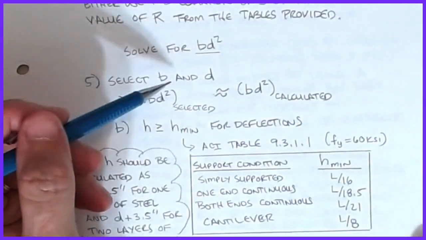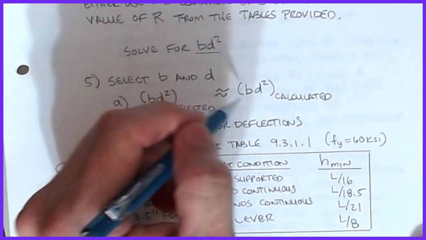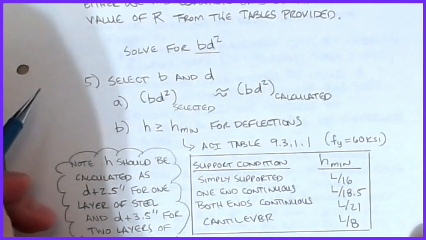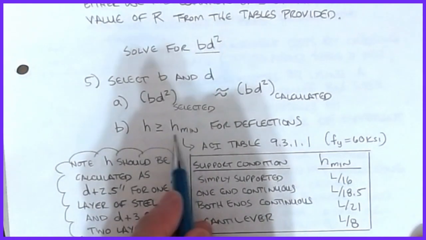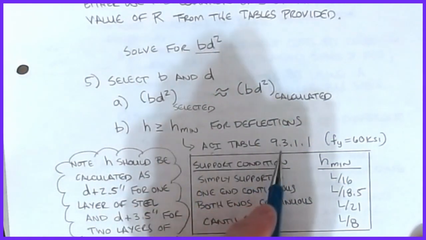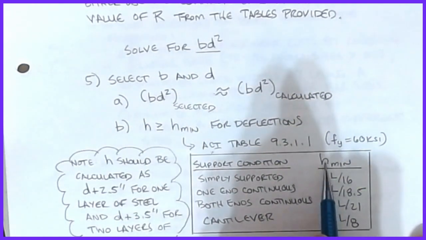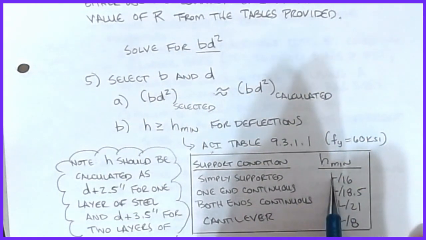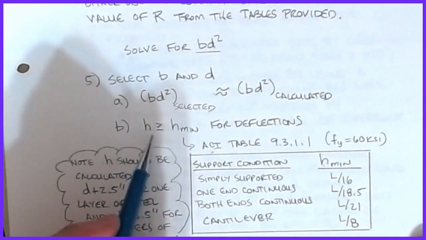Once you do that, we select b and d. My selected bd squared should be about the same as the calculated bd squared, and my h should be greater than my h min for deflections. This h min comes out of another ACI table, 9.3.1.1, for minimum thickness. For a simply supported case, I take the minimum h as l over 16, where l is the span of the beam. One end continuous, l over 18.5. Both ends continuous, l over 21. And if it's a cantilever, it's l over 8. All of these give me a guess on h.